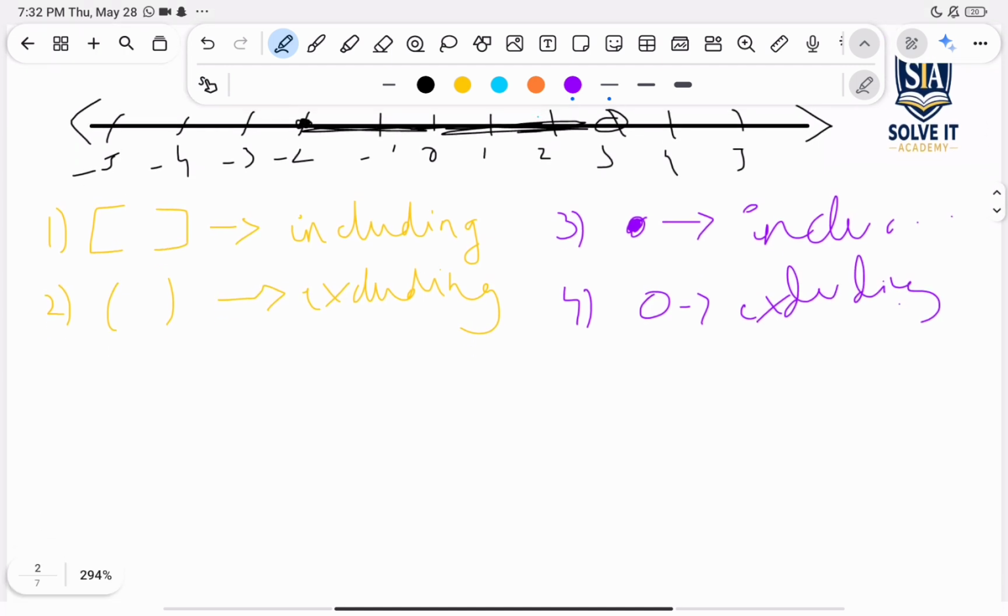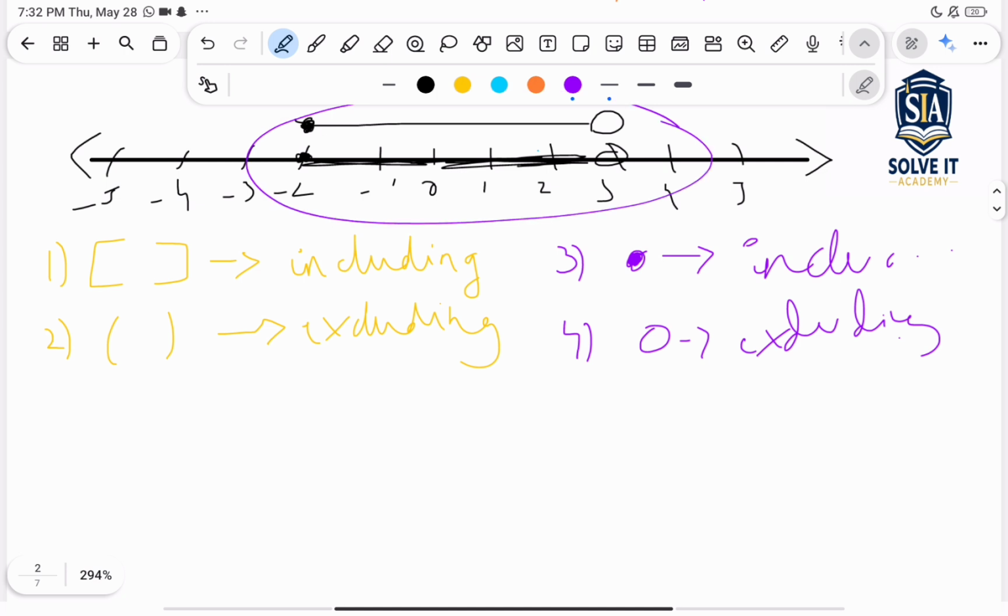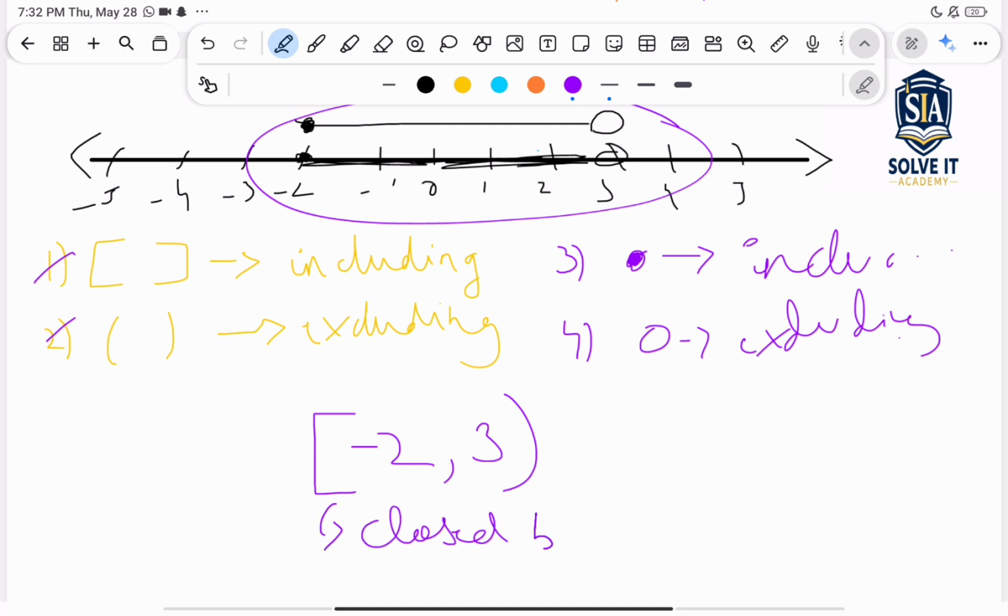Now if I want to represent this thing in interval format, it will be represented by a square bracket, -2 because it is included, comma, 3 because it is excluded, open bracket. This is called a closed bracket, and this is called an open bracket. Is this clear? If this is clear, we will move to Venn diagram. Before moving to Venn diagram, we will move to the operations of set.